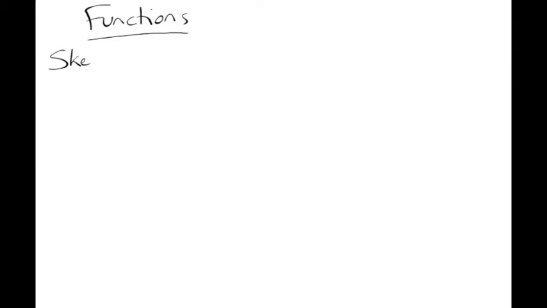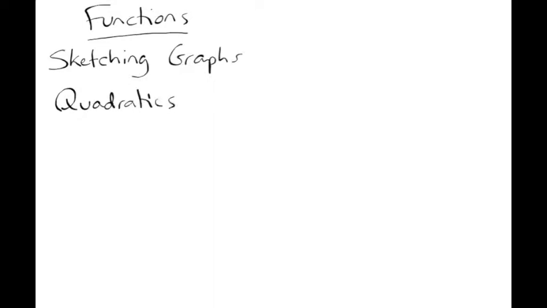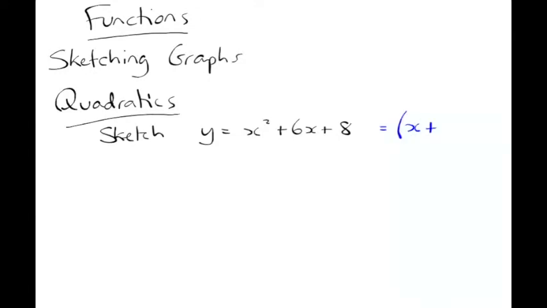Functions. Sketching graphs. Here we're going to look at sketching a few different graphs. We're going to start off with one that we should know how to do: sketching quadratics. A few things we know about quadratics. We should be able to tell whether they're a happy quadratic or a sad quadratic just by looking at the coefficient of x squared. What that means is whether it's positive or negative. We can work out the y-intercept just by looking at that constant on the end. And we can work out the x-intercepts by solving it, usually by factorisation.